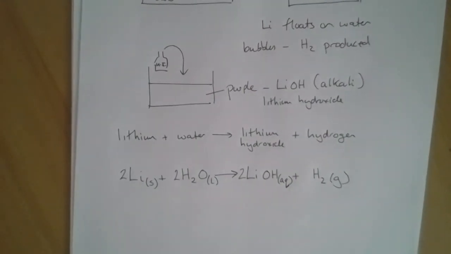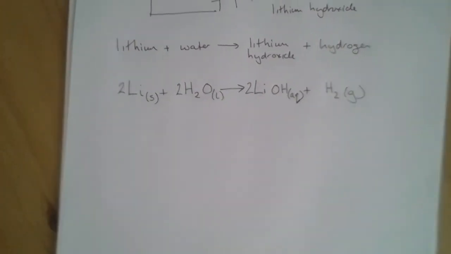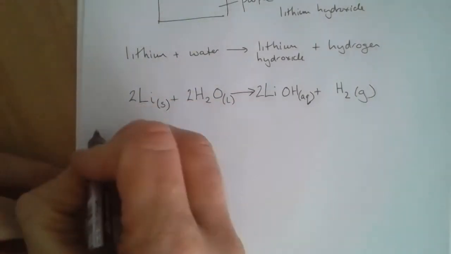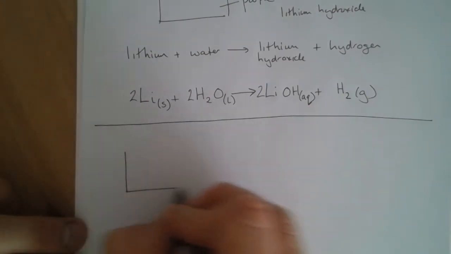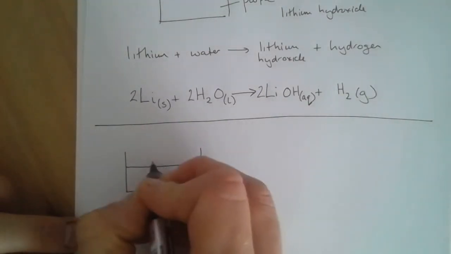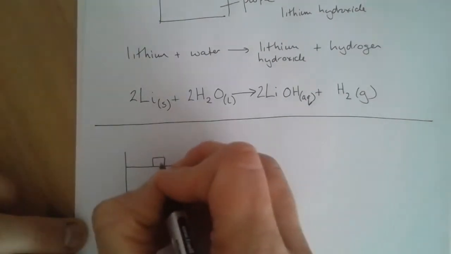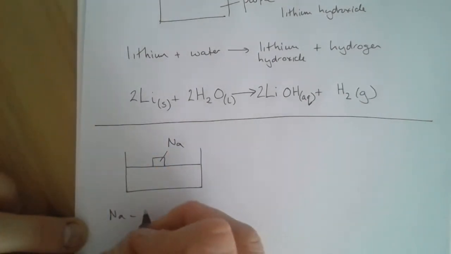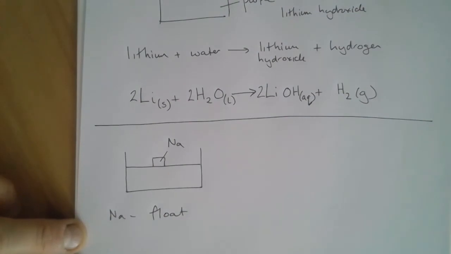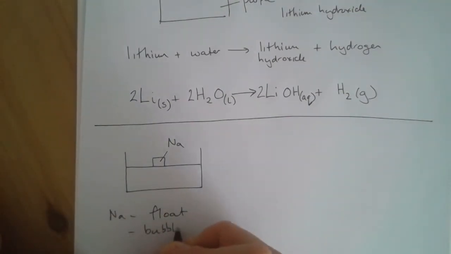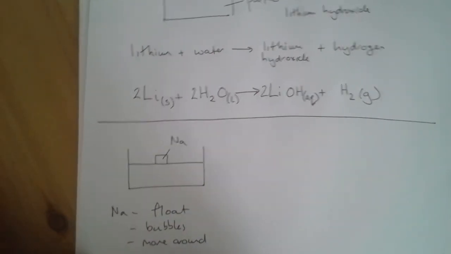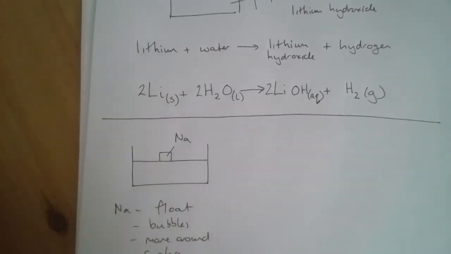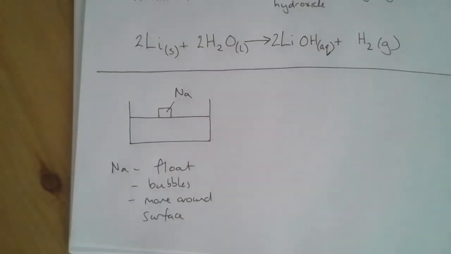Let's have a think about how these reactions would be similar and how they would be different for the reaction with sodium and the reaction with potassium and water. So again, if we added sodium, so this is a piece of sodium, to the water, the sodium again would float because it's less dense than water. Again, we would see bubbles and it would move around the surface because of the bubbles being produced. And in fact, because sodium is more reactive than lithium, it would move around the surface faster.